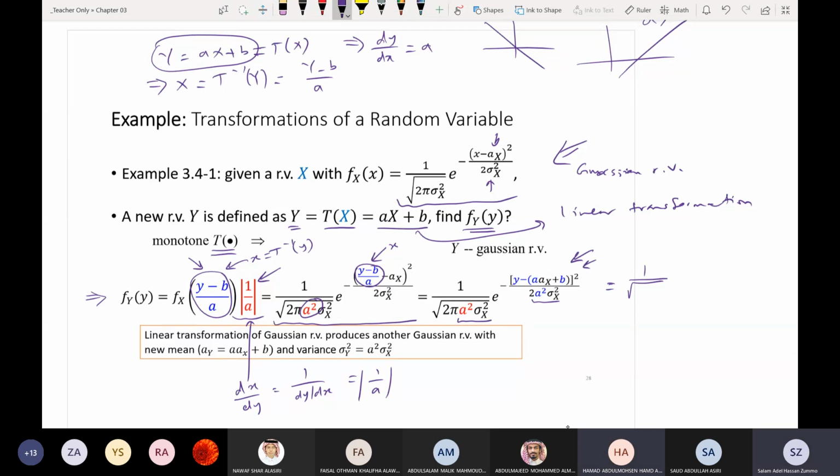Okay. So basically what we did, we can write this as 1 over square root of 2 pi sigma y squared, e to the minus (y minus ay) squared divided by 2 sigma y squared. What do you think? Does this look like the same Gaussian or not? Is it a Gaussian PDF or not? Doctor, yes, it is. However, what is the value of ay here?